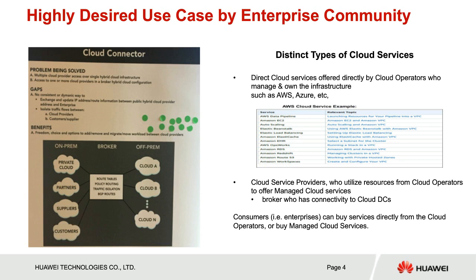being highly desired by the enterprise community is Cloud Interconnect Broker, because different cloud operators offer different kinds of services. For example, on the right-hand side, we see the cloud services provided by AWS. AWS has lots of open information on the internet. You can find those services and how to use them. But there are many other cloud providers.